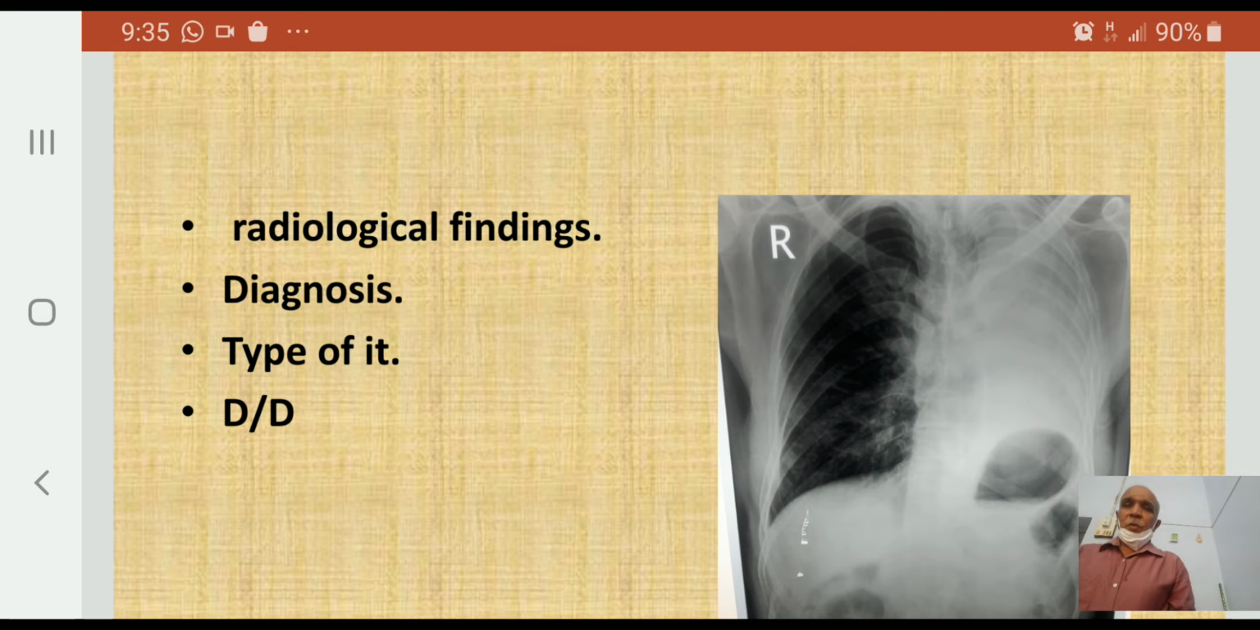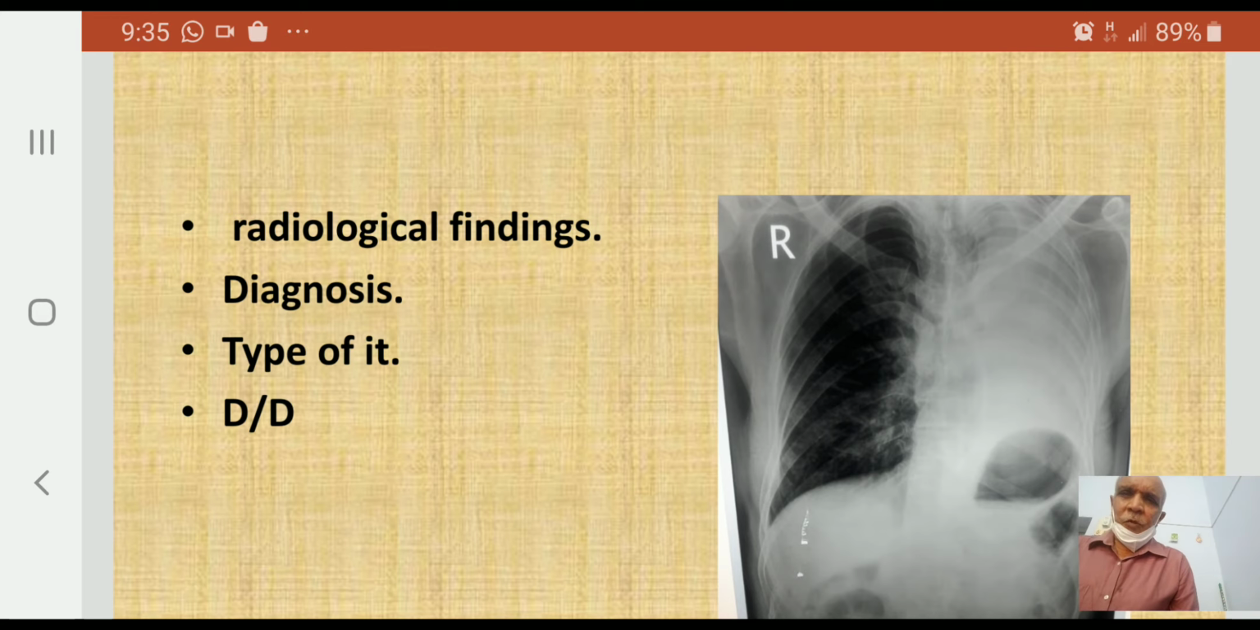Now look at this X-ray. What are the findings on this X-ray? After this, what is your diagnosis, the type of it, and the differential diagnosis?